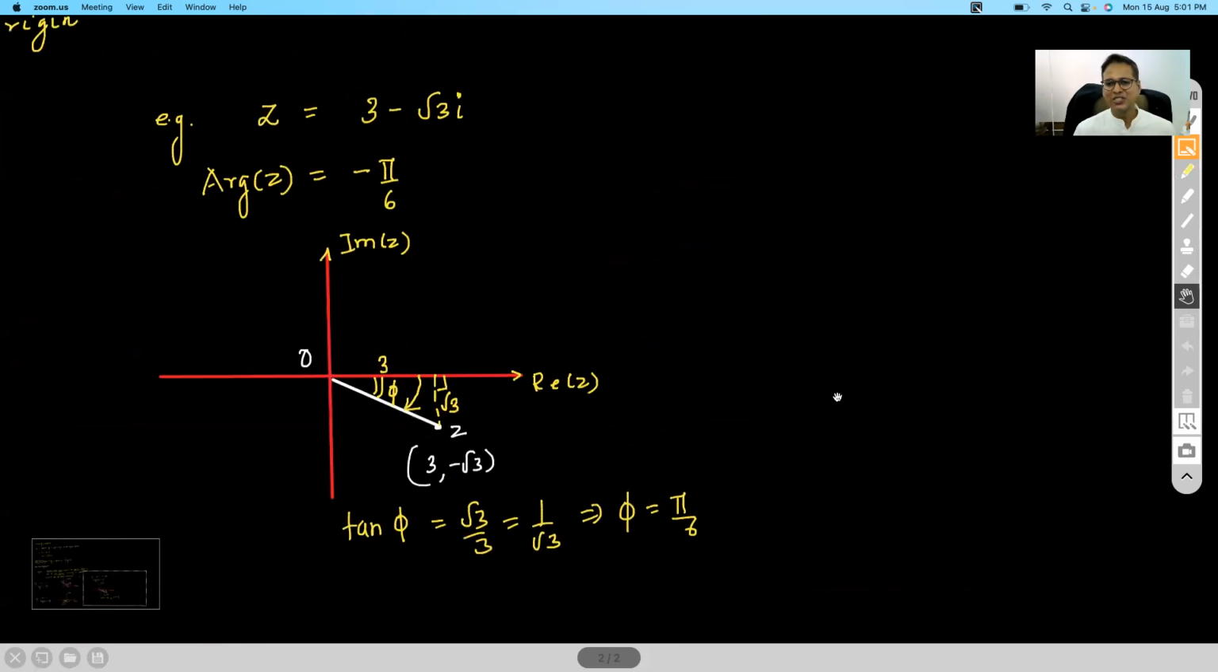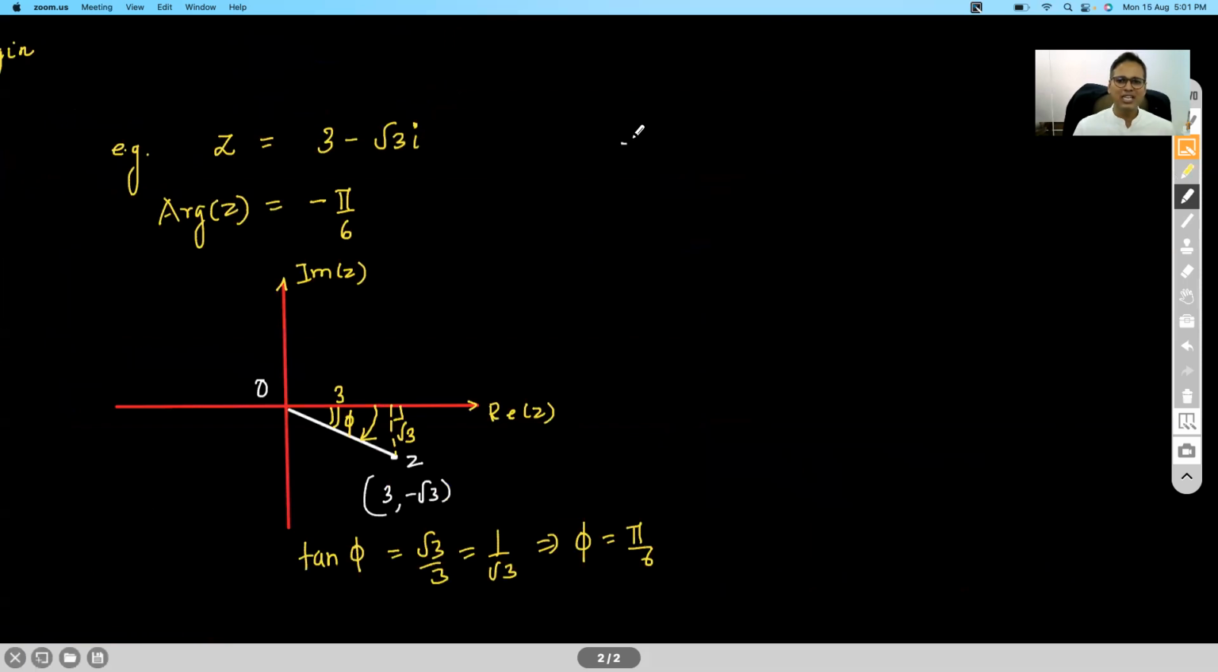Okay, so one last example I would like to take here. If I give you a complex number like minus 3, tell me what is the argument of this complex number?